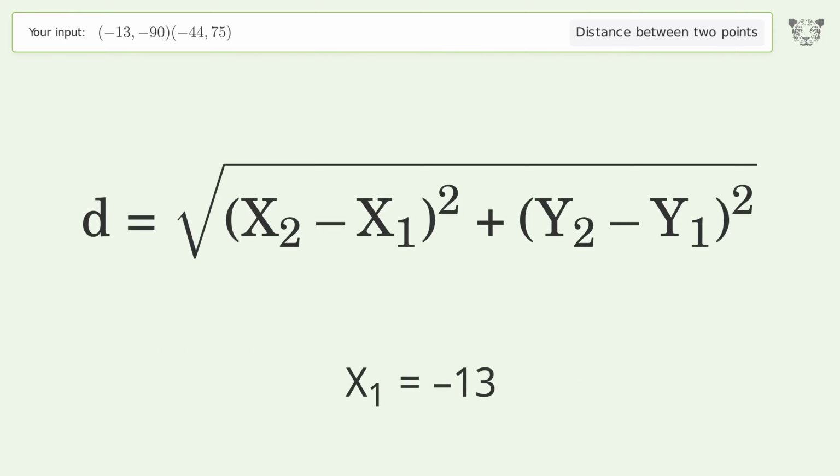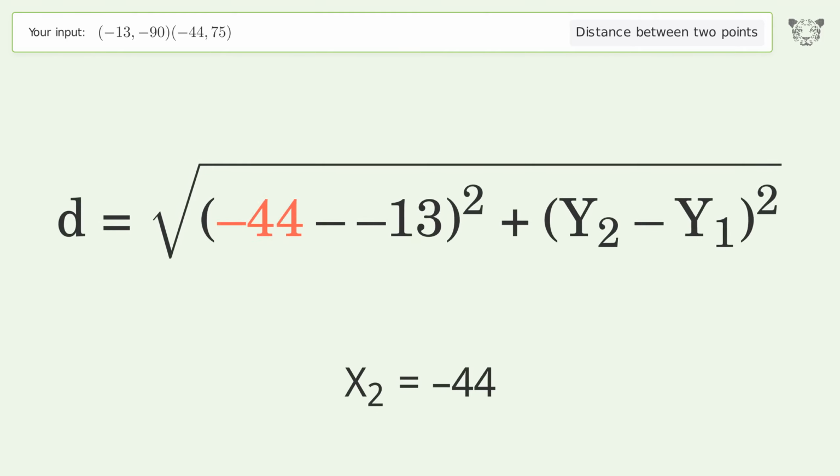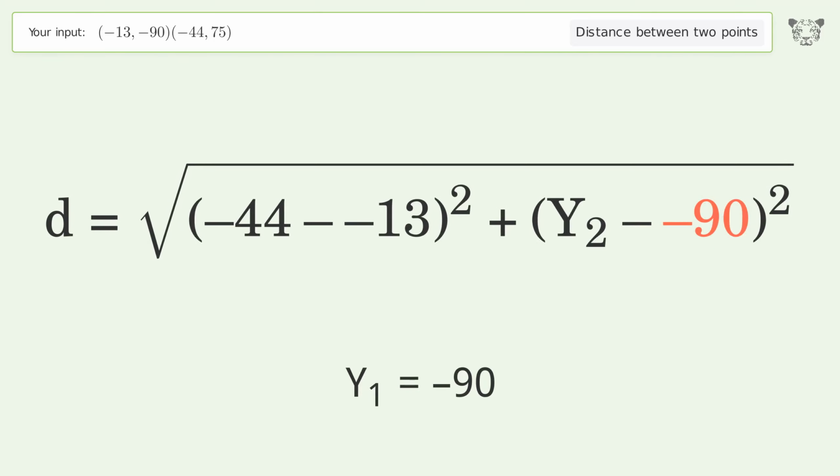x1 equals -13. x2 equals -44. y1 equals -90. y2 equals 75.